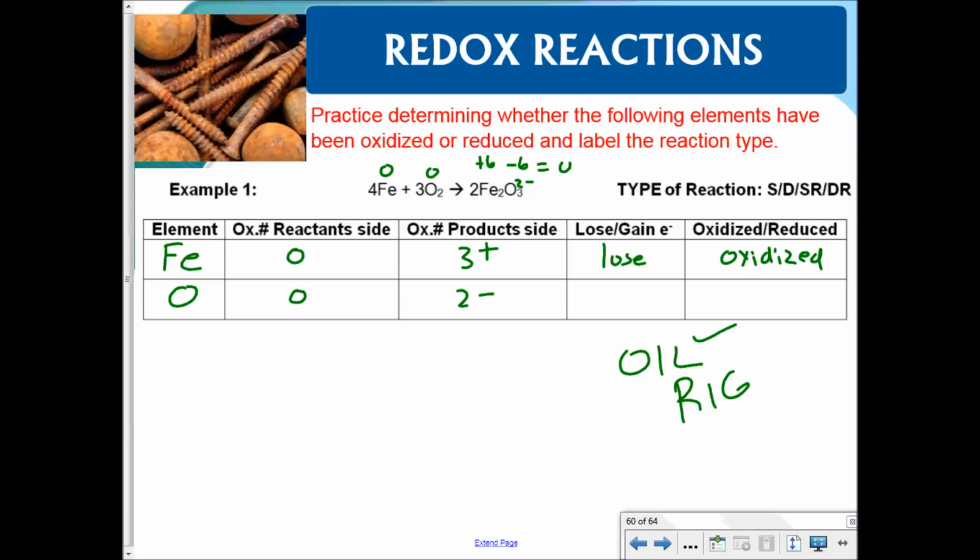You get 2 minus, so oxygen must have gained. And so is that oxidation or reduction? That is reduction, because reduction is gaining electrons. Now, what type of reaction is this? Well, this is a synthesis reaction, okay? But it's also considered an oxidation reduction, or redox, because there is a change in charge from this side to this side.